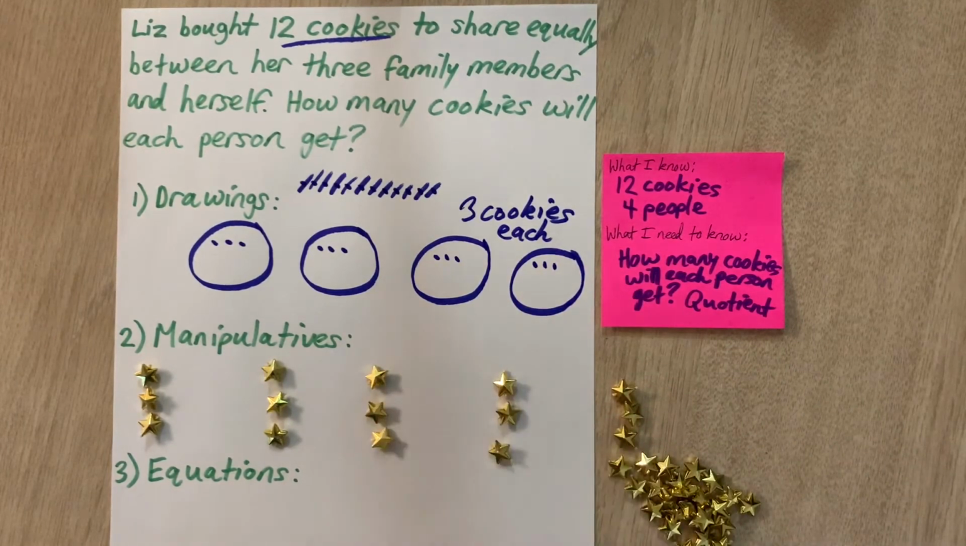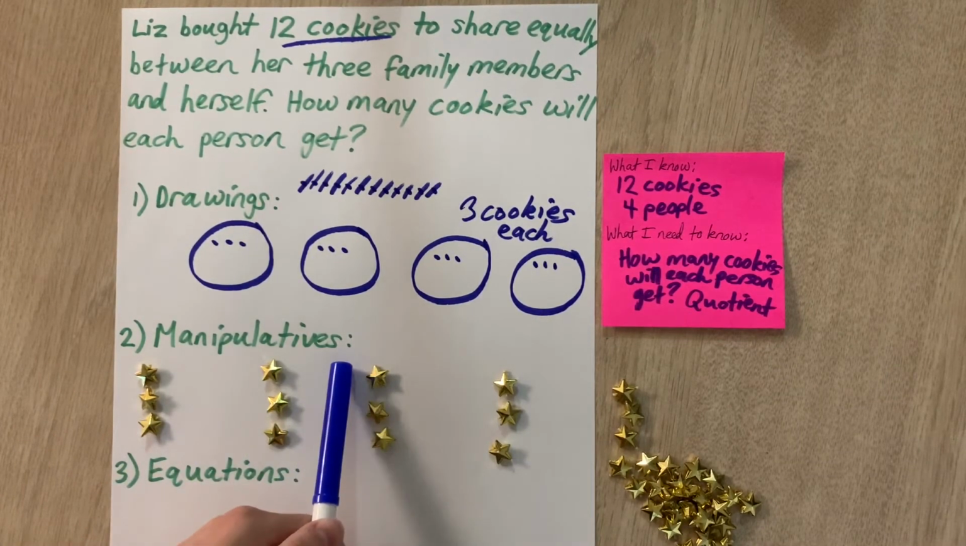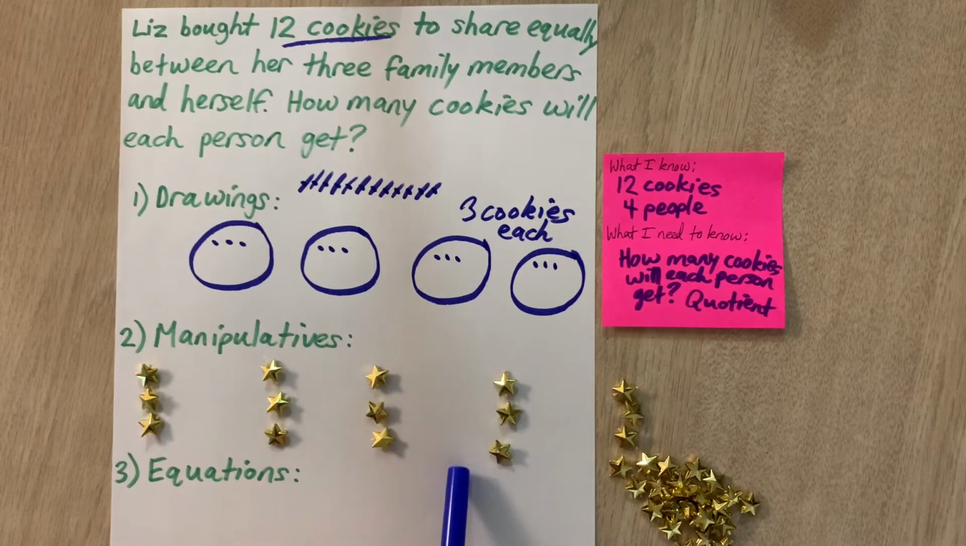All right, so to find the number of cookies that each person will get, all we have to do is look at the number of cookies in any of these groups. So our first group has 1, 2, 3 cookies, our second group has 3 cookies, our third group has 3 cookies, and our fourth group has 3 cookies. So all groups have 3 cookies.